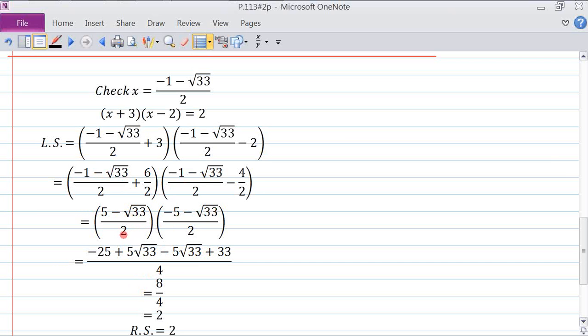Okay, so when I multiply 5 times minus 5, what do I get? Minus 25. The inner term is plus 5, because this is a minus and this is a minus, I get plus 5 root 33. I multiply minus root 33 times plus 5, I get minus 5 root 33 as the outer term. The last times the last gives me plus 33. So in the same way, this term and this term sum to 0, minus 25 plus 33, like in the last, gives me 8. 8 over 4 is 2.